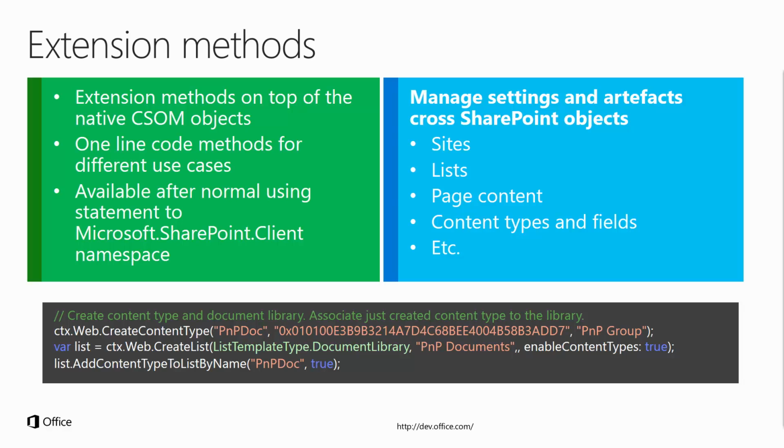And then the last line within the code example, or in the snippet, is add content type to a list by name. And in this case, we are essentially associating the newly created content type to the list, which we just created as well. So this is 3 lines of code, and if you would be writing exactly the same case using native CSOM without these additional extension methods, that would actually cost you tens and tens of lines of code to make it happen. So the PnP core component is really simplifying and increasing the productivity of the developers by providing these extension methods.